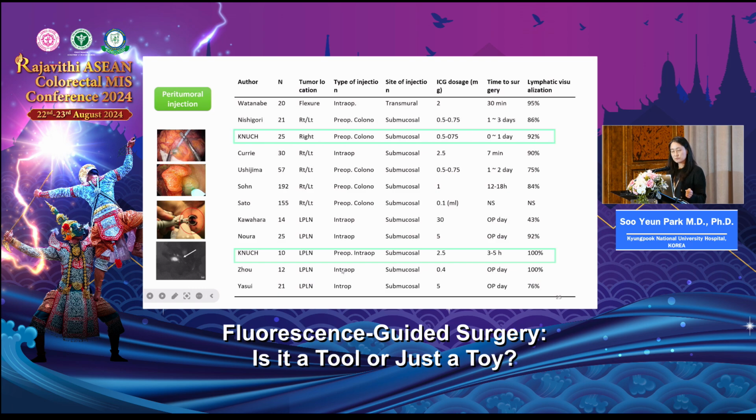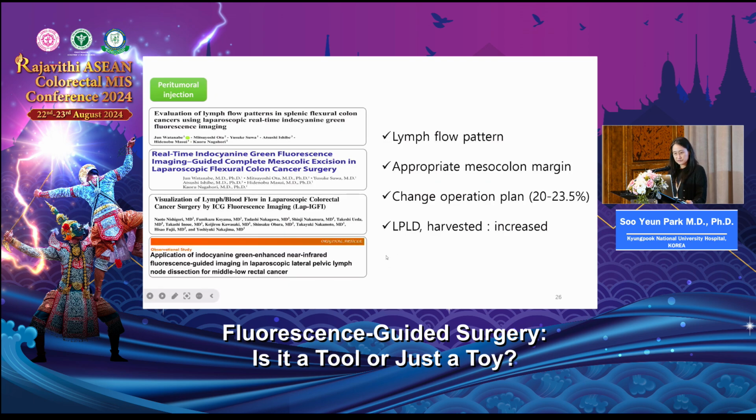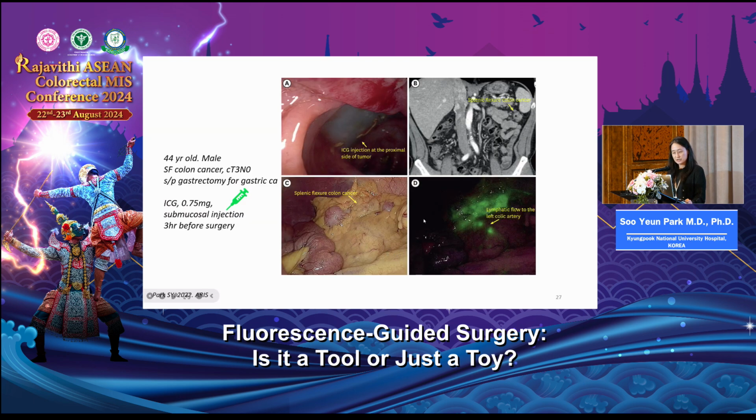Most of them use preoperative colonoscopic injection of ICG, and we also use preoperative colonoscopic injection for colon, and intraoperative injection for rectum. So peritumoral injection can show the lymph flow pattern and sometimes the mesocolon margin, and so the operation plan changed about 20% in a previous study.